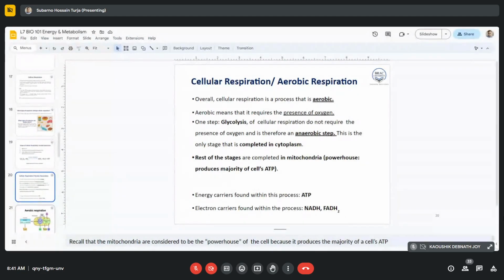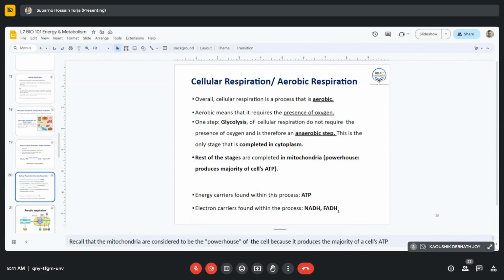Of the four steps I mentioned earlier, the first step, glycolysis, is the only step that can happen anaerobically. Glycolysis can occur both aerobically and anaerobically, and depending on whether glycolysis is using oxygen or not using oxygen, there are different products and different ways in which the reaction progresses.